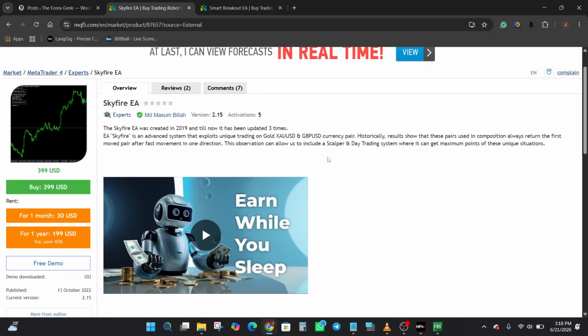We have confirmation that the EA is designed for MT4. We know the supported instruments mentioned by the developer, and we can see the available purchase and the rental options, right? So the update history also suggests that the product has been maintained over time since the original release.